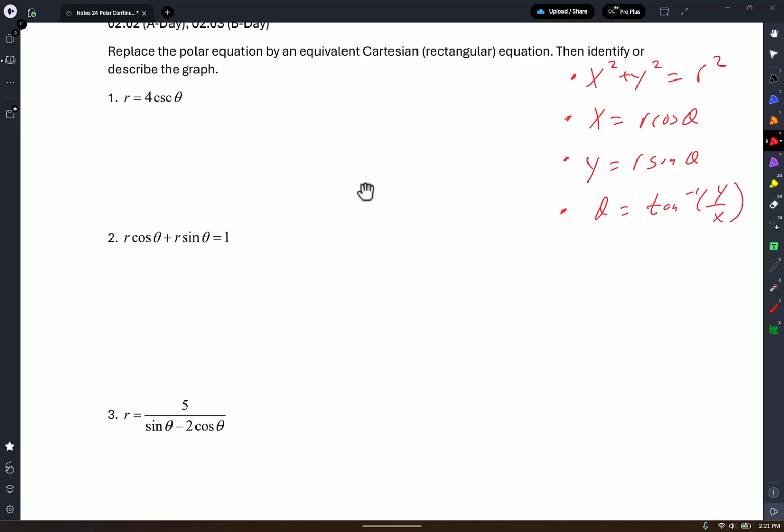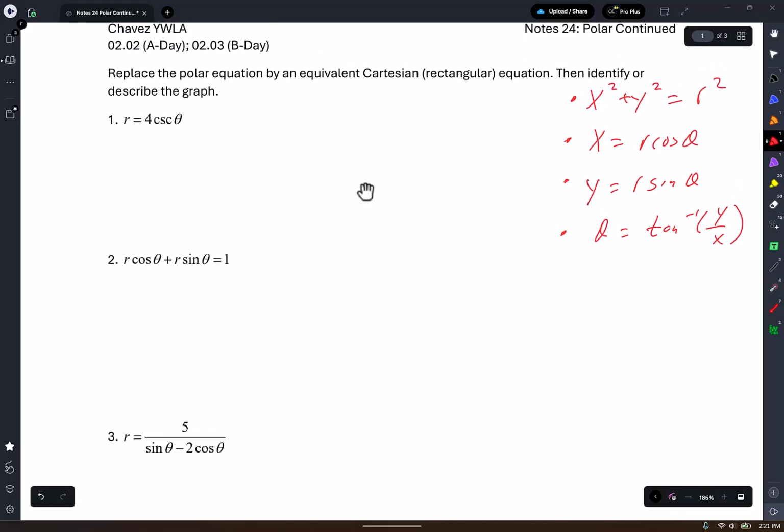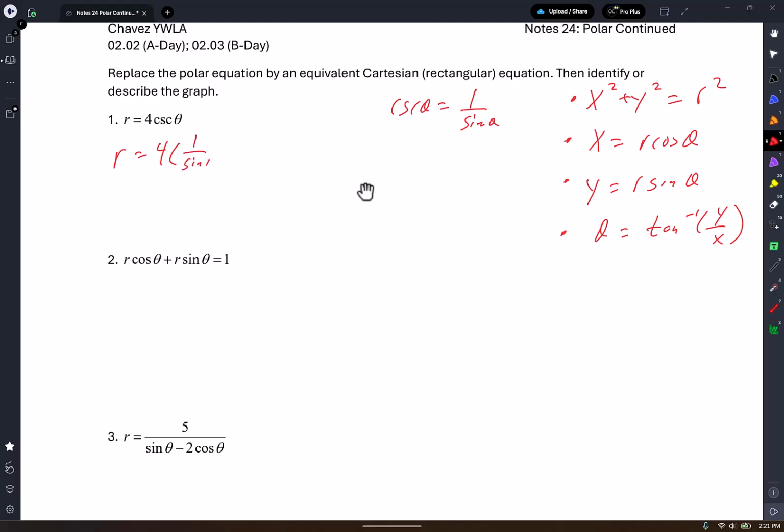Okay. All right, so check it out. You see how I have this right here, r equals, so they want it in Cartesian coordinates. That means they want to see x's and y's. So I'm going to rewrite this like this. R equals 4 cosecant theta. Cosecant theta is 1 over sine theta. So 4 times 1 over sine theta. Have I done anything crazy yet? No. So I guess you could have just gone from there, but let me rewrite it. 4 over sine theta.